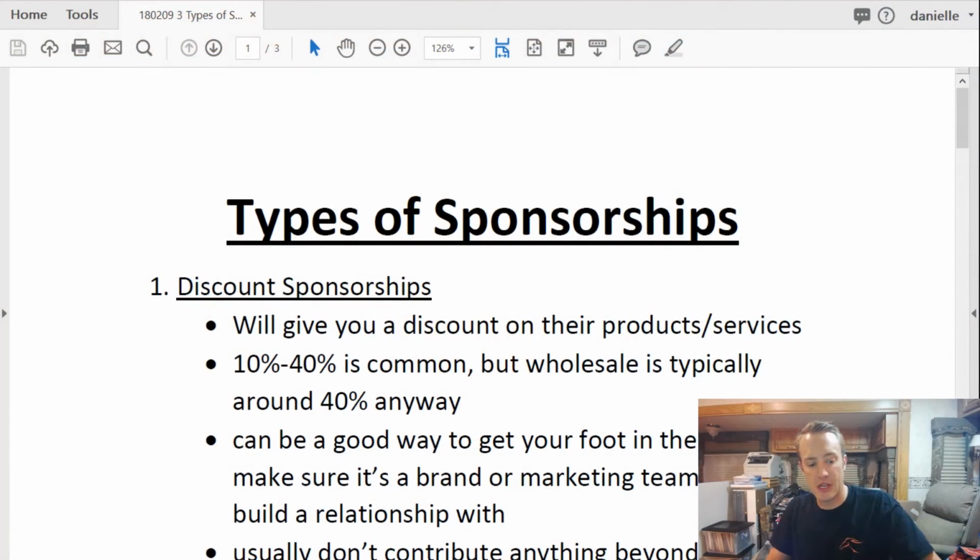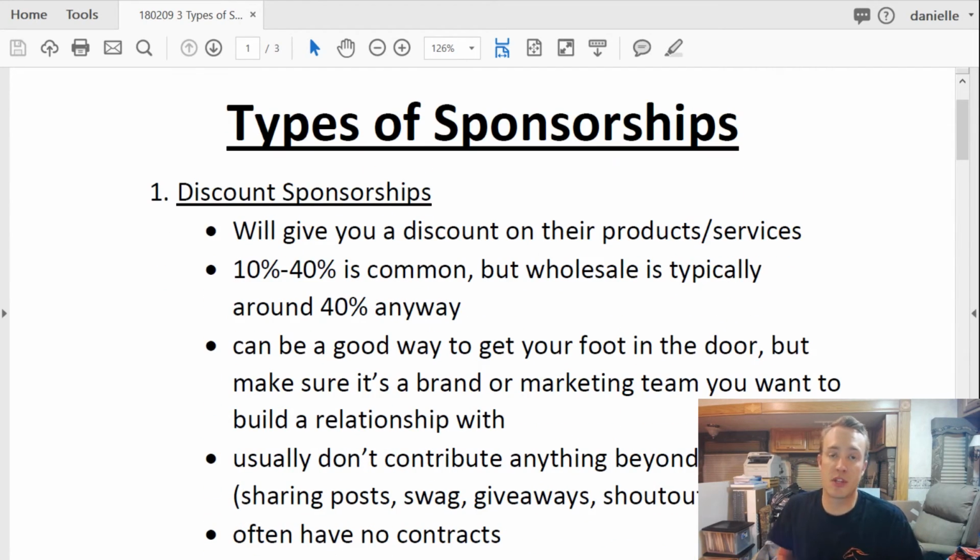But for right now, the three main types of sponsorship that you're going to run into out in the real world in your search for sponsorship. So what you're going to find right away, we'll just jump right into it. The first type of sponsorship, of course, being discount sponsorships. Essentially what that means is a company or brand that you approach will see what you're offering or what you're doing, and they'll offer you some sort of discount.